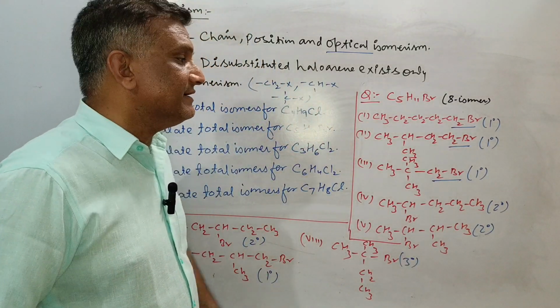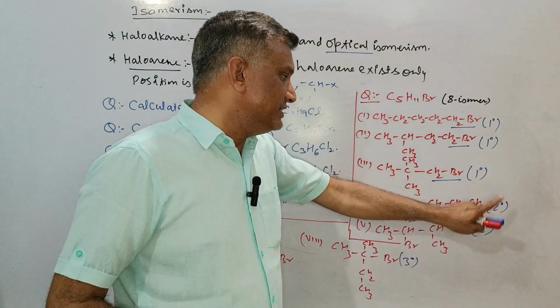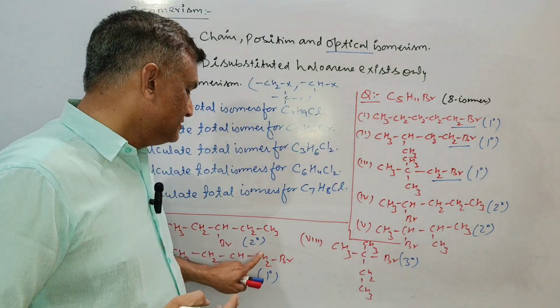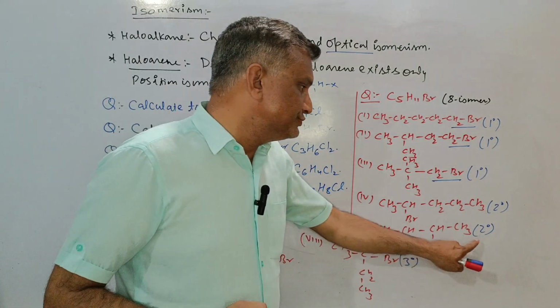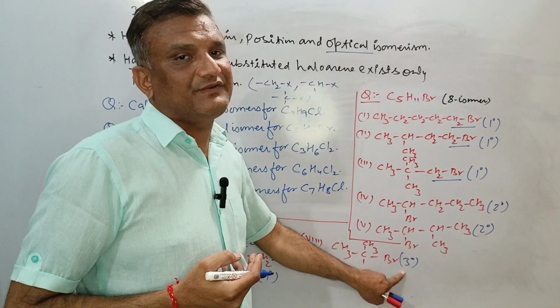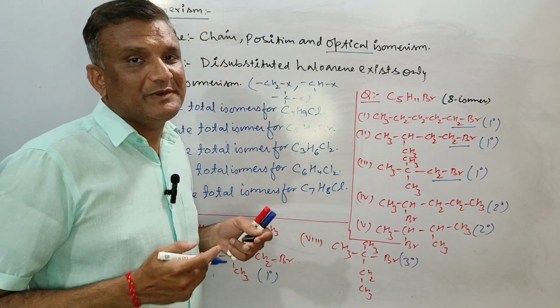So how many 1 degree? 1, 2, 3, and this is the 4. 4 isomers will be 1 degree. As 2 degree, 1, 2 and 3. So 4 and 3, 7, and 1 will be 3 degree. So it will be 8 isomers.